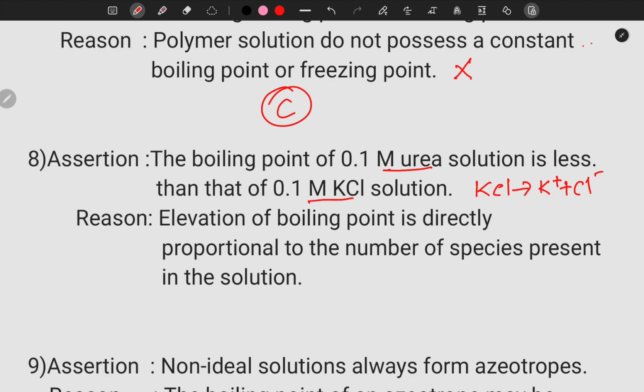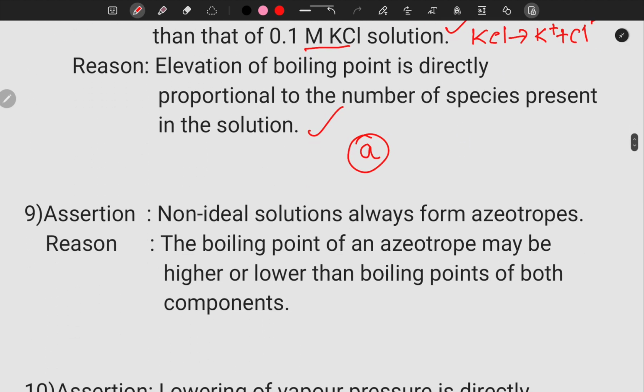So the number of particles will be more for KCl. So its boiling point will be more and urea has a lower boiling point. Elevation of boiling point is directly proportional to the number of species present in the solution. So both assertion and reason are correct statements and reason is the correct explanation of assertion. So our option is option A.